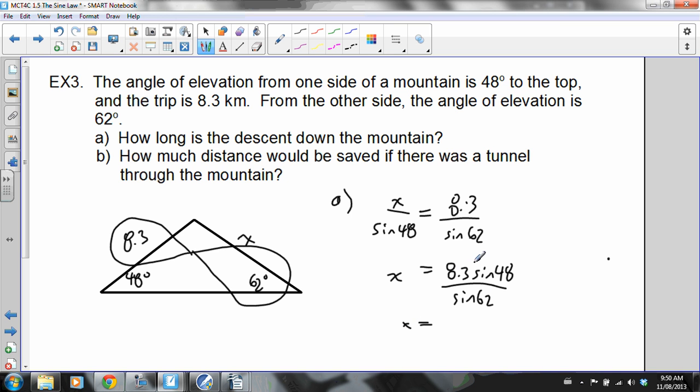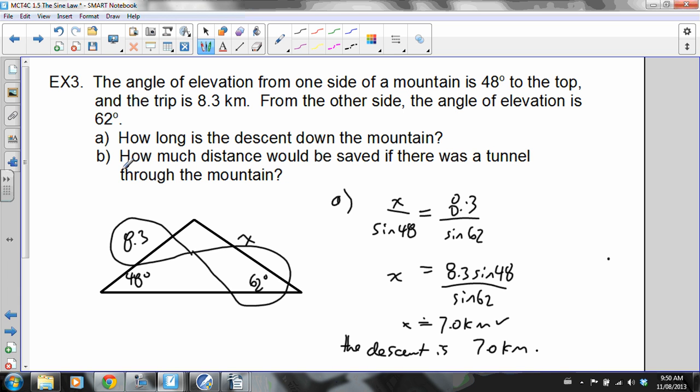Put this into a calculator. 8.3 times the sine of 48 divided by the sine of 62 is about 7.0 kilometers. So 8.3 kilometers up, 7.0 down, and notice that you do just a quick check. 8.3 is opposite a 62-degree angle, and 7.0, which is opposite a smaller angle, should be a smaller side, so that kind of checks out. The descent is 7.0 kilometers.